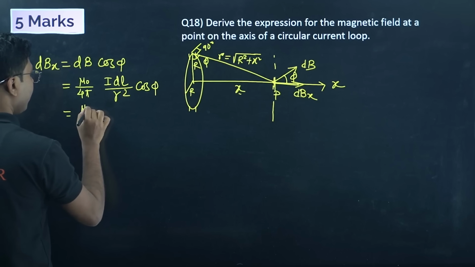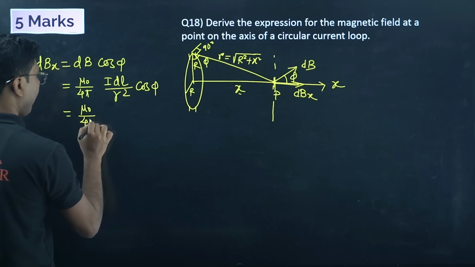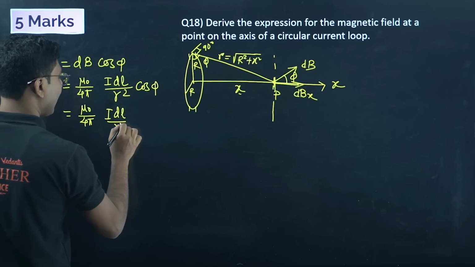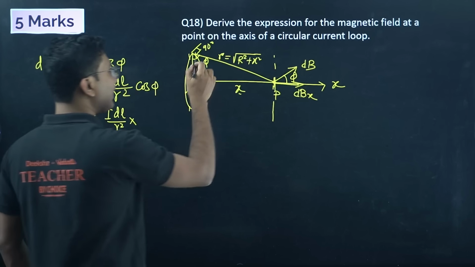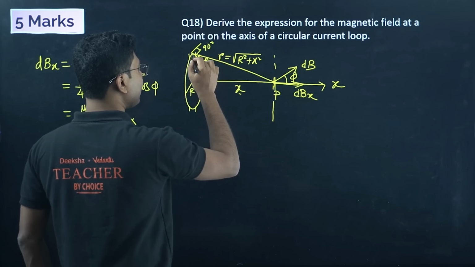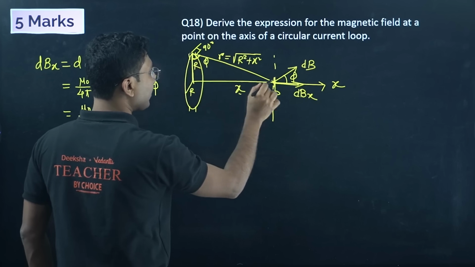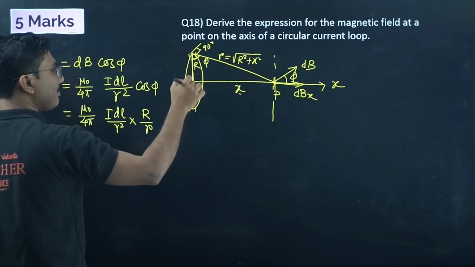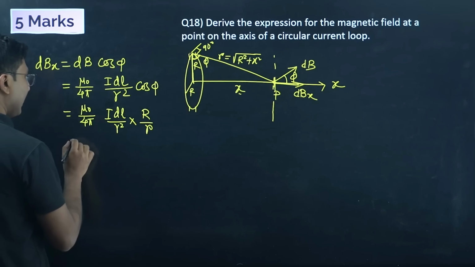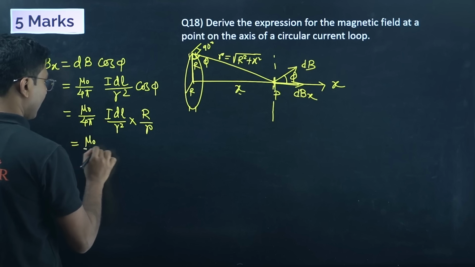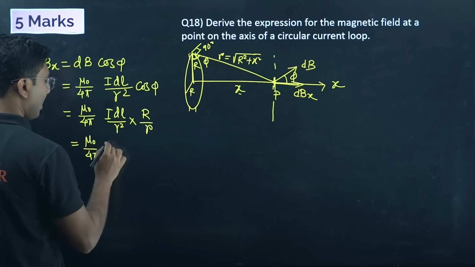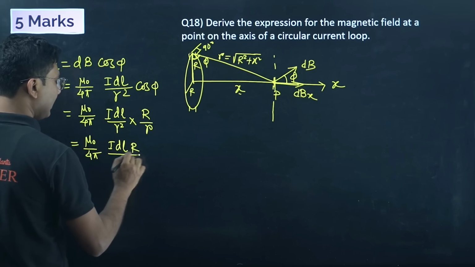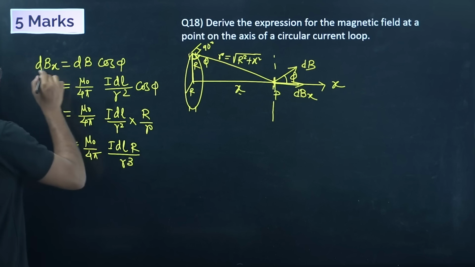So μ0/4π I dl by r². Now what is the value of cos φ? If you see, this is φ. This is R and this is the hypotenuse, small r, so it will be capital R by small r. Base by hypotenuse, so we get μ0/4π I dl R by r³.